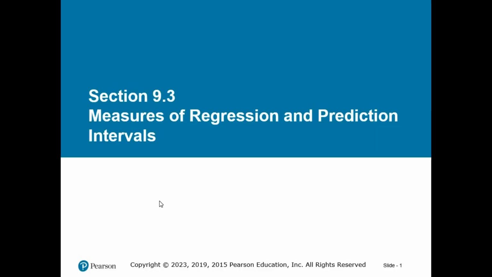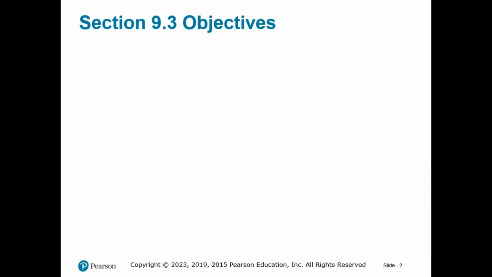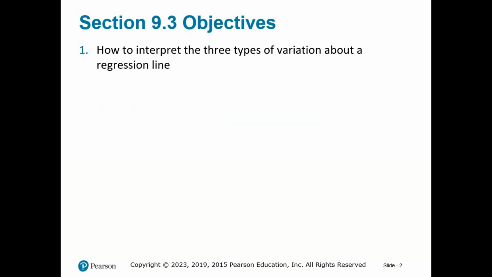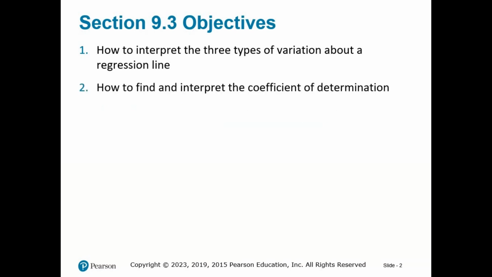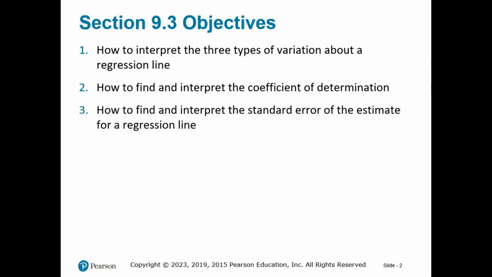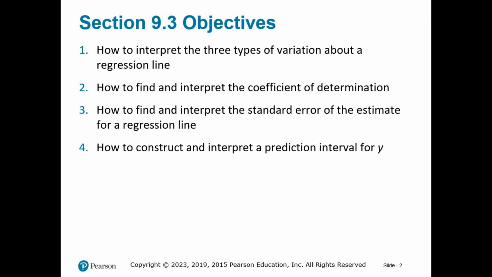Welcome to the lecture video for Chapter 9, Section 3, Measures of Regression and Prediction Intervals. Today we're going to learn about the three types of variation that exist about the regression line, how to find and interpret R squared, the coefficient of determination, how to find the standard error of the estimate and use it to interpret the error that is existing in the regression line. Then we're also going to talk about prediction intervals for values of y given a value of x, how to construct them and interpret them.